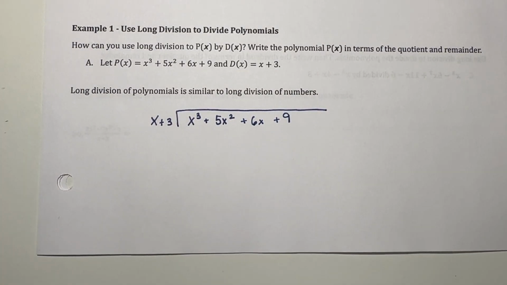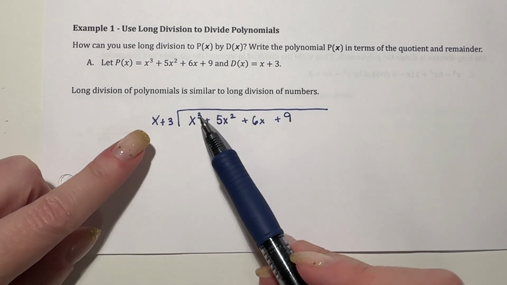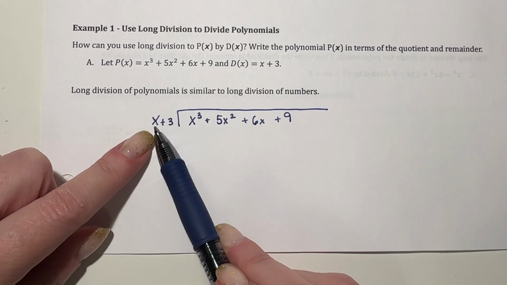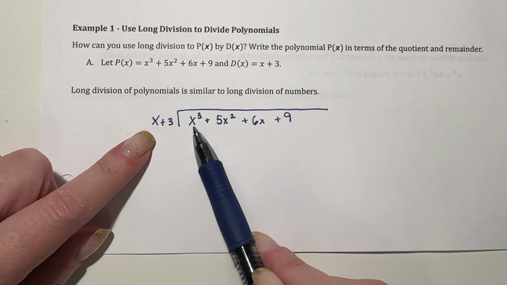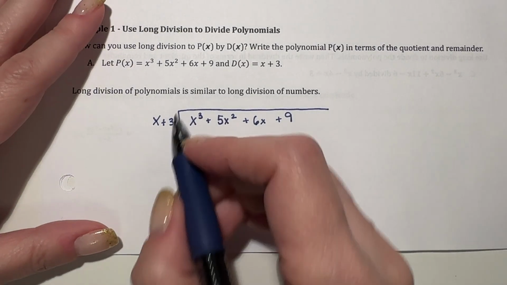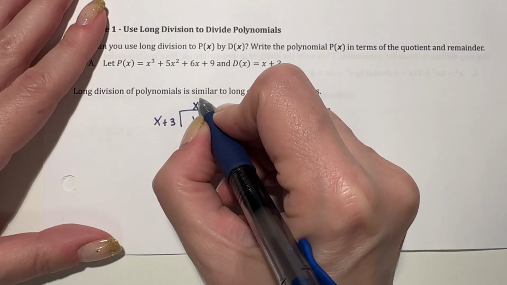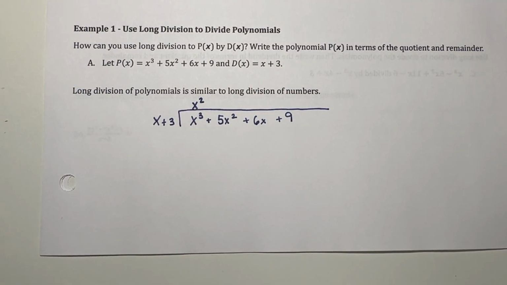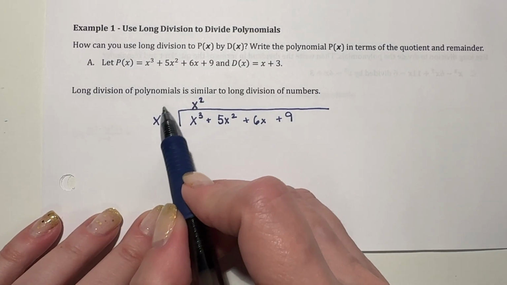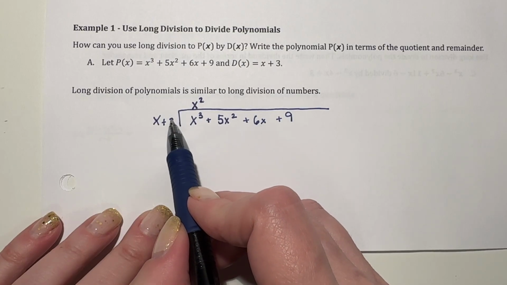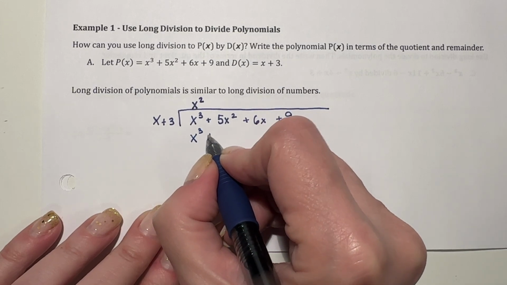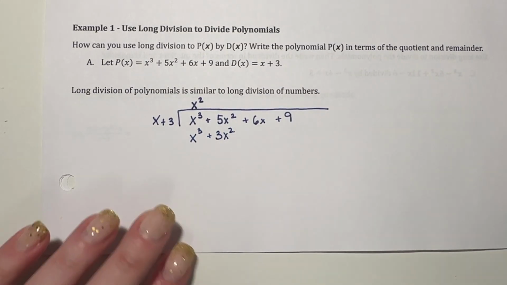Here's how division works. Now remember, pay close attention. I need to ask myself, what do I need to multiply this by, which is x to the first power, to turn it into x to the third power? I'm hoping you're all thinking x squared. You're going to write whatever you think that is up at the top, and then you are going to multiply x squared times this term and times this term. So when you do that, you will get x cubed plus 3x squared.